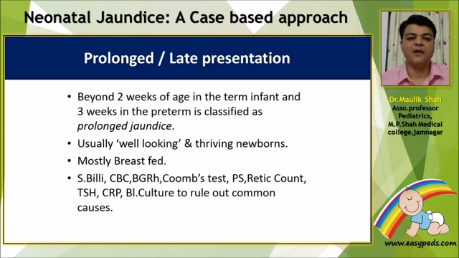Usually these babies are well looking and well thriving newborns. They are usually breastfed. The serum bilirubin, blood grouping, Coombs test, peripheral smear and the retic count are usually all normal, but they need to be done simply to rule out all the common causes which might also lead to prolongation of jaundice. For example, ABO or Rh isoimmunization can also have bilirubin still rising or sustained even after 2 or 3 weeks.